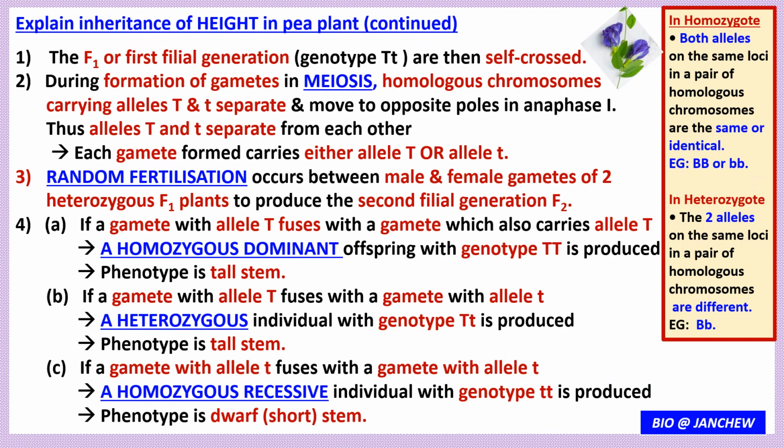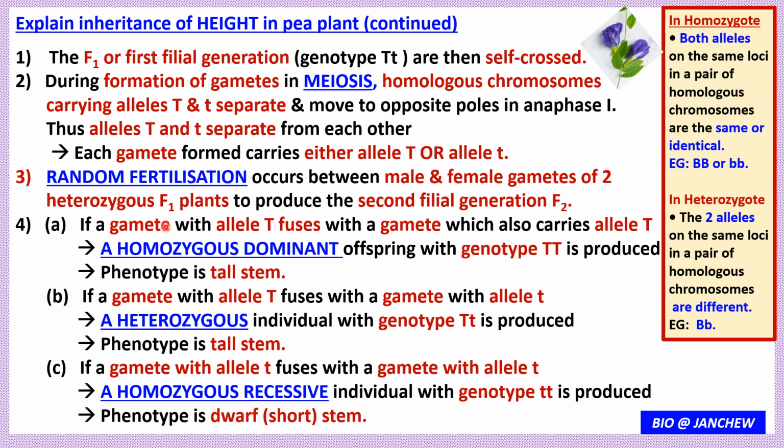So this is a continuation of the inheritance of height in pea plant. Its explanation for the cross between two F1 plants. Again, meiosis and random fertilization. Make sure you know how to explain it. I will be coming back to this in the next video to give you some genetic problems to try, and then you can practice writing out all these. So here I just point out to you.